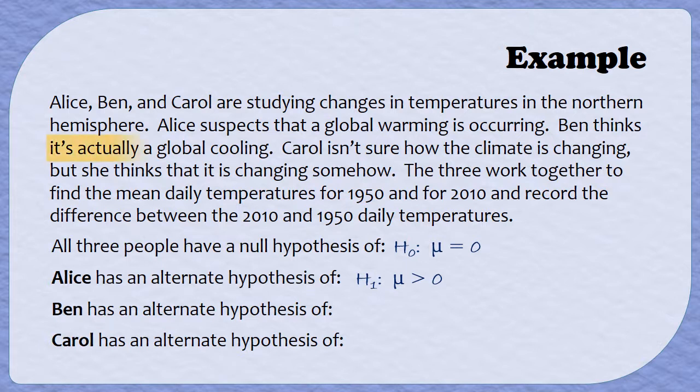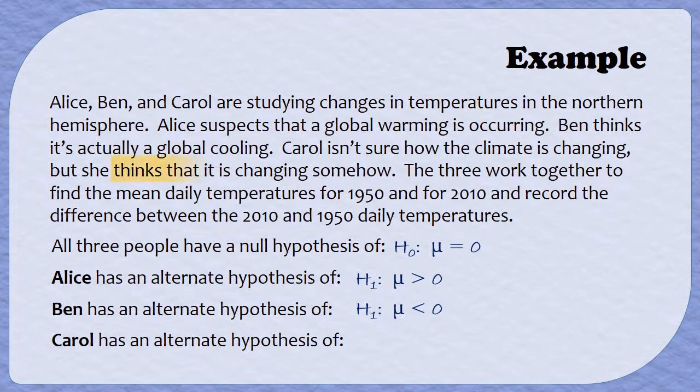On the other hand, Ben thinks that there's global cooling happening, so that temperatures in 2010 are colder than temperatures in 1950. So if you take a small number and subtract a big number, that's going to give you a negative amount. In other words, Ben is going to suspect that the mean change in temperature is a negative number.